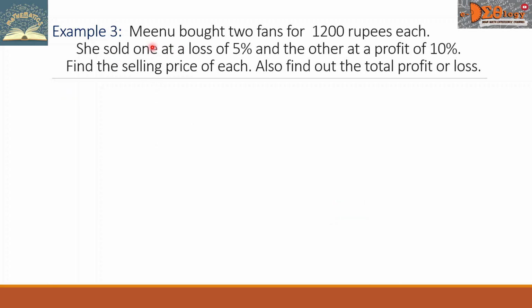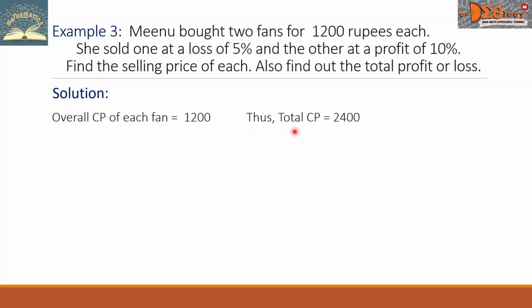Example 3. Minu bought 2 fans for 1,200 rupees each. She sold one at a loss of 5% and the other at a profit of 10%. Find the selling price of each. Also, find out the total profit or loss. The cost price of each fan equals 1,200. The total cost price for 2 fans equals 2,400.